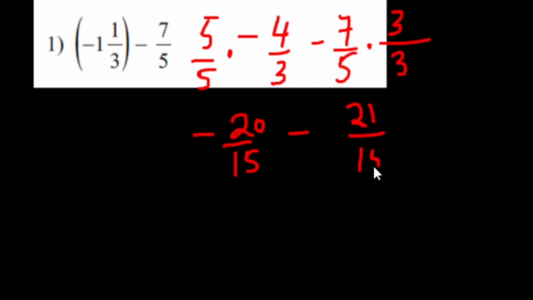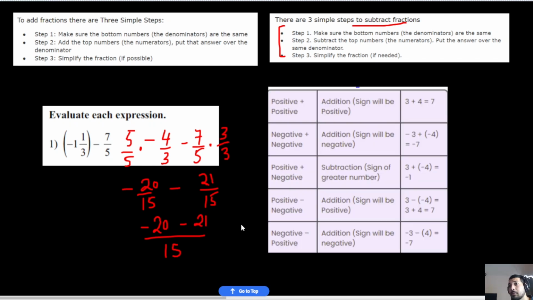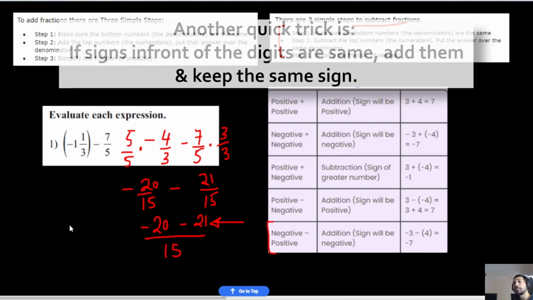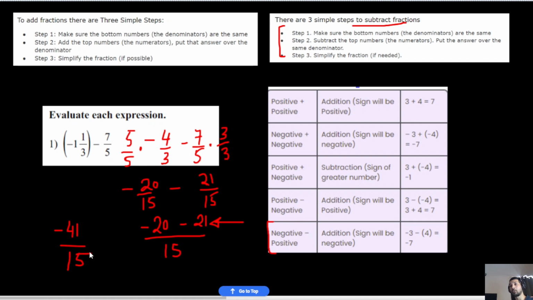over 15. Now our second step is subtract the top numbers, the numerators. Now we can do the subtraction. Remember, since the bottom number is the same, we can write this 15 as a single denominator now. Now we subtract the top numbers, negative 20 minus 21. So this subtraction is following the rule of negative minus positive. So we have negative 20 minus 21. So we basically just add those two magnitudes. So in this case, it's just 41, and we keep the negative sign in front of 41. So this is negative 41 over 15. This is how we do the subtraction in this fraction.